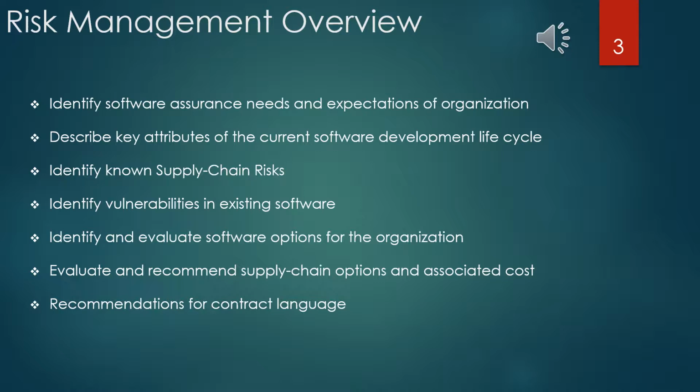An overview of the risk management process consists of identifying needs and expectations of the organization, describing attributes of our current software development methodology, identifying supply chain risks, evaluating software options for the organization, evaluating and recommending supply chain options and costs, and recommending contract language.